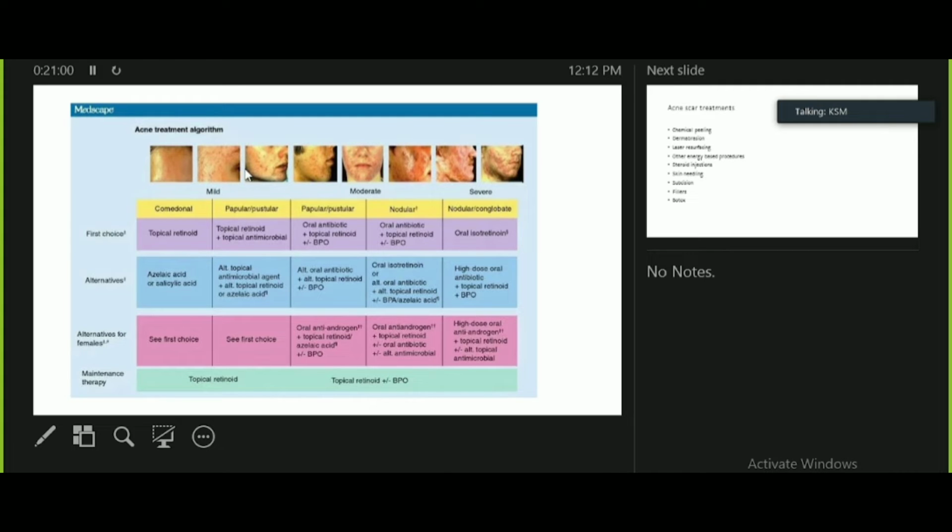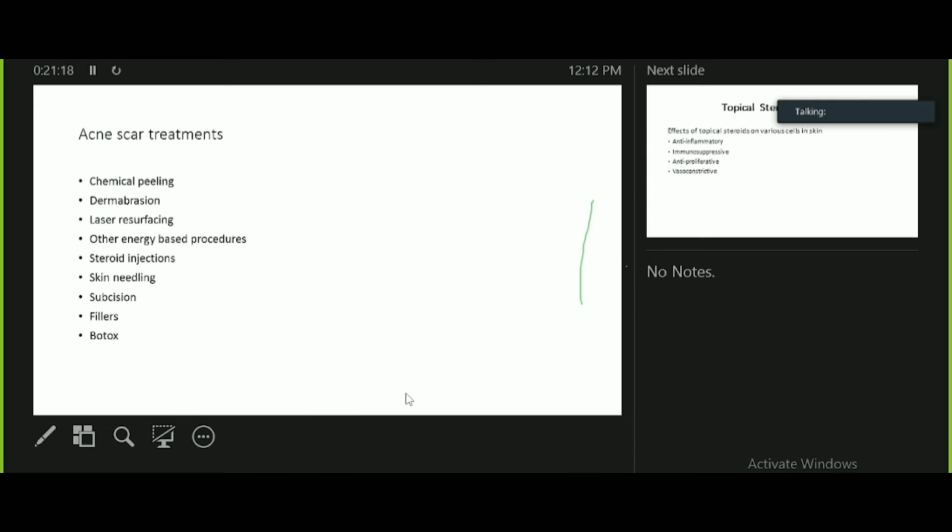So not only treating the patients during the acute episode, you have to use maintenance therapy as well. For that, topical retinoid is the best. And sometimes in severe cases, benzoyl peroxide is also used. There are acne scar treatment options. We commonly use chemical peels, dermabrasion, and then laser resurfacing is quite often done.